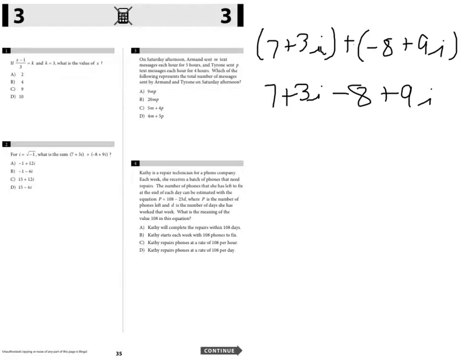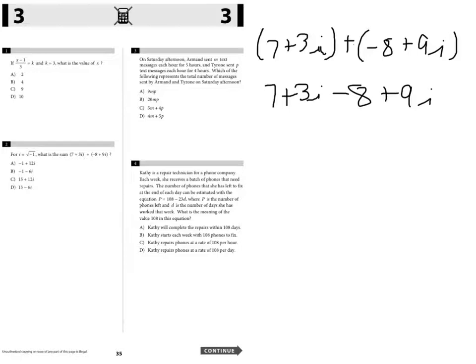Alright, look at number 2 here. For i equals the square root of negative 1, what is the sum of 7 plus 3i plus negative 8 plus 9i? So they're telling us in this first condition that this letter i is actually equal to the square root of negative 1. So in this question itself, we actually don't need to know that. Yes, that's helpful to know in other math, but in this question itself, it's honestly not really that helpful.